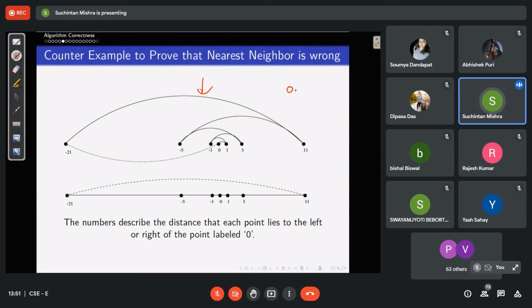Now, we will connect 1 and we will connect -1. If you see, from this point we can connect -5, and from this point we can connect 3 as its neighbor. Again, because our algorithm will go like that. From 5, I can connect -21, -5. And from 3, I can connect 11.